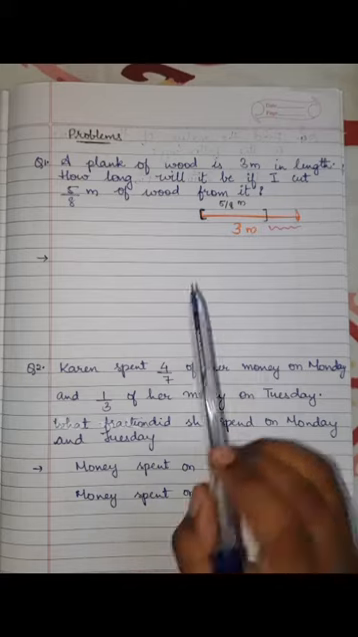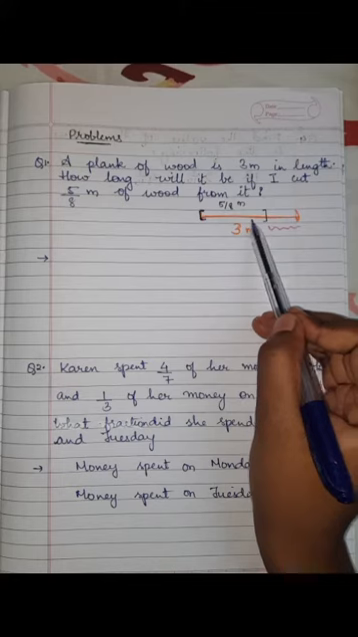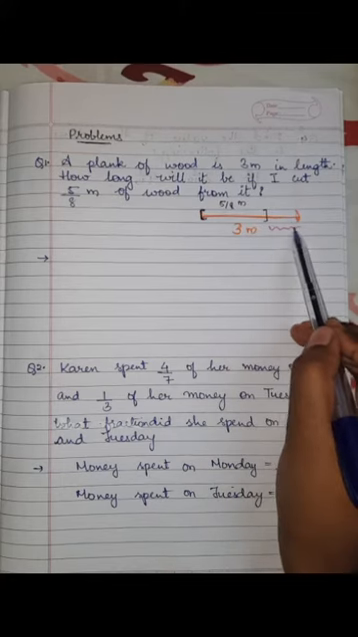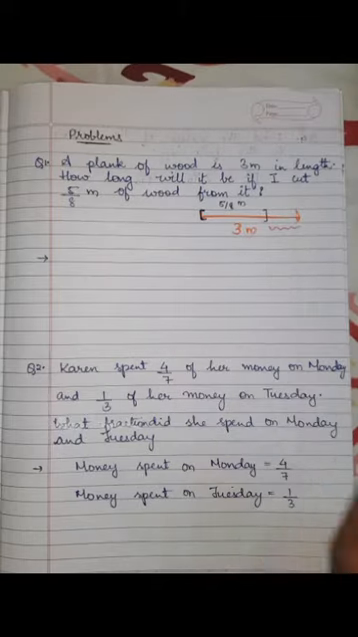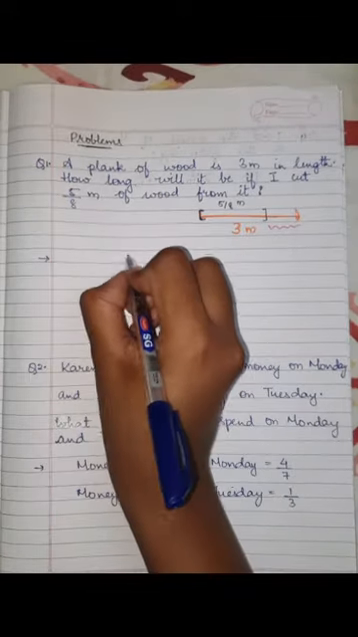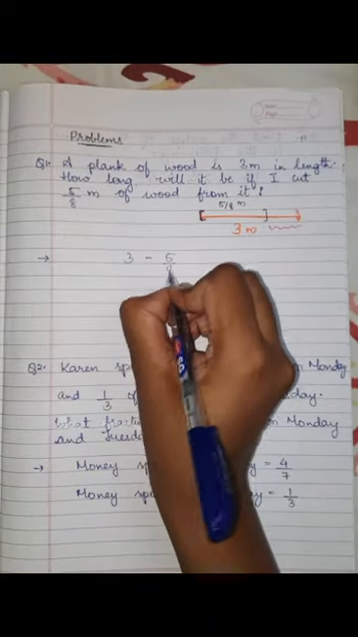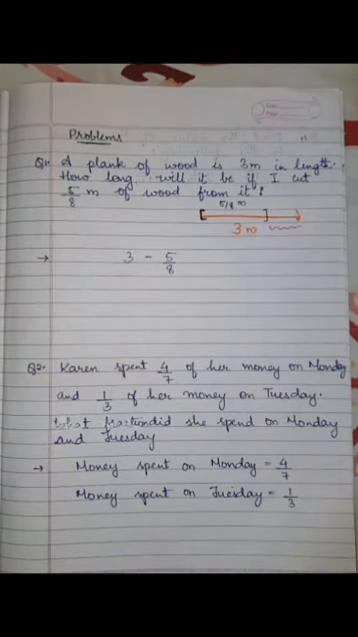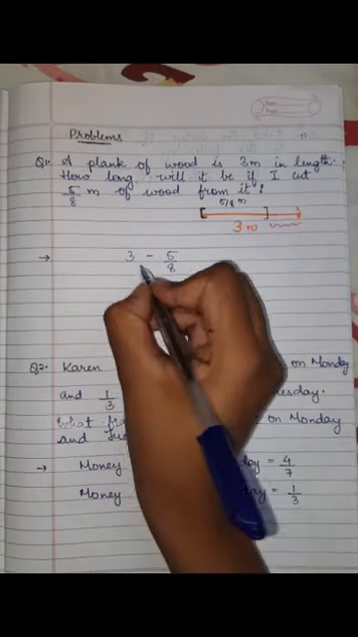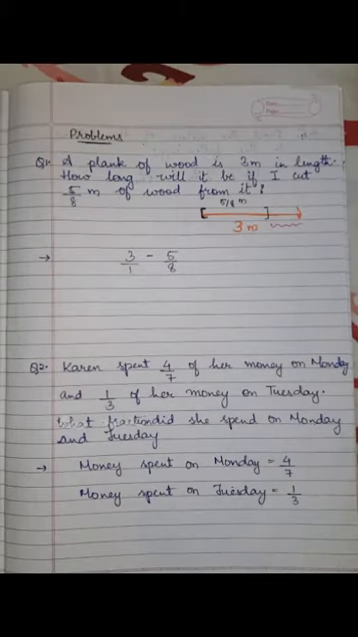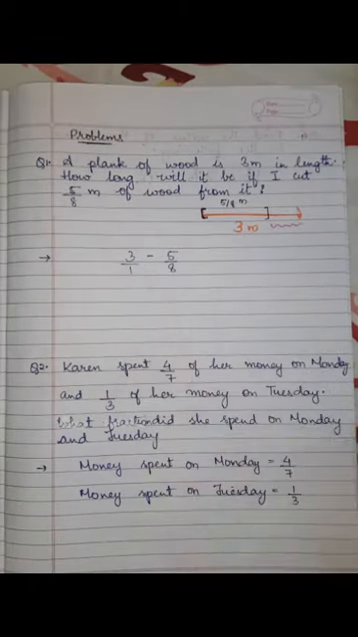So in a similar manner, the total wood is 3 meters, out of which you have cut 5 by 8. How much is remaining with you? So what do you do for that? You subtract the total minus 5 by 8. So that is, the total is 3 minus 5 by 8. Now let's see this. When you have 3, what does 3 mean? It means 3 by 1. If you want to write it as a fraction, 3 means 3 by 1 minus 5 by 8.